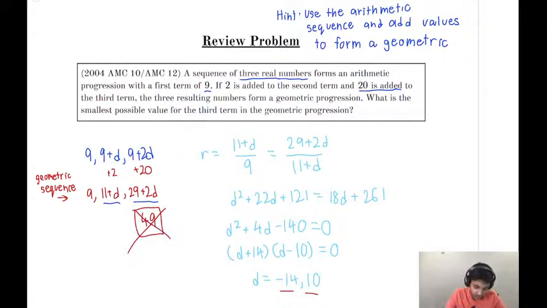The reason is we want the smallest possible value for the third term in the geometric progression. So we actually have to take the smaller value of d, which is negative 14. So we get 29 plus 2d equal to 29 plus 2 times negative 14, which is equal to 29 minus 28. But that's just 1. So 1 is our real answer here.